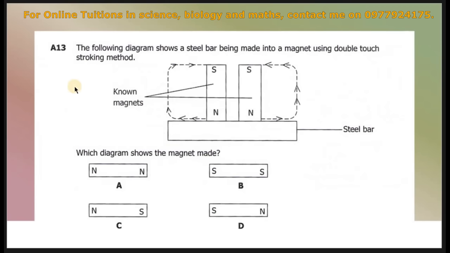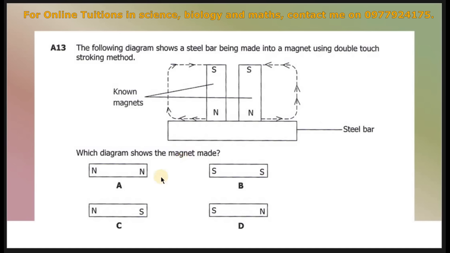Then next, we go to question 13, which says the following diagram shows a steel bar being made into a magnet using the double touch stroking method. Okay, so this question, again, we have the double stroking method of magnetizing a substance. So we have two magnets here being stroked, this one in one direction, this one in the other direction. I must confess that I've never seen such a question before, because I understand that you can never have a magnet with the same poles. I don't know, but someone like my HOD said these are consequential poles. Like, which one should be the answer? Which diagram shows the magnet made?